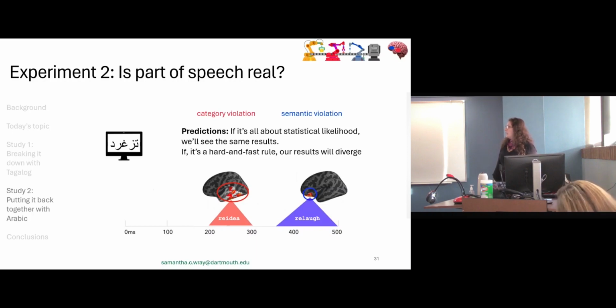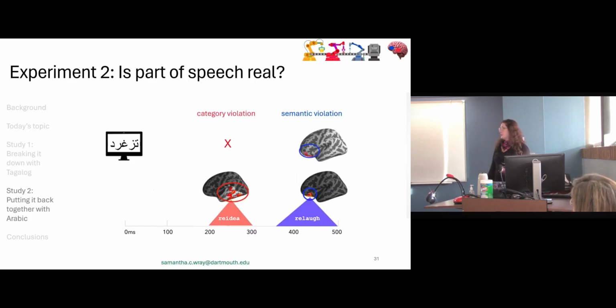If, however, it's a hard and fast rule, our results are going to diverge. We're not going to see category violation types because there was never a part of speech to check in the first place with that root. And in fact, that is what happens. Because the root has no part of speech to check, we do not see any activity elicited by category violation.